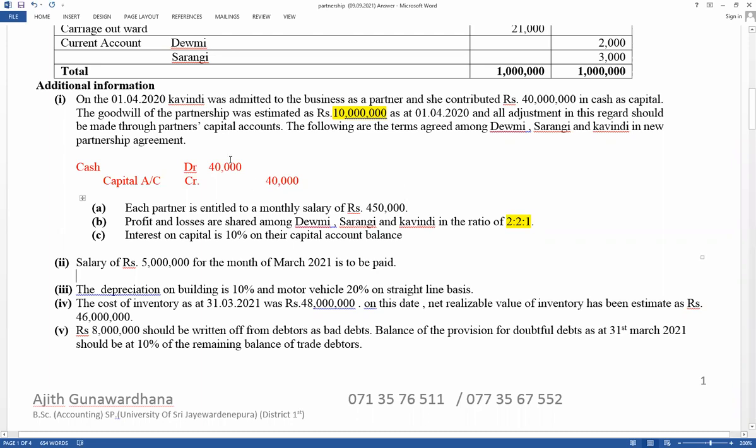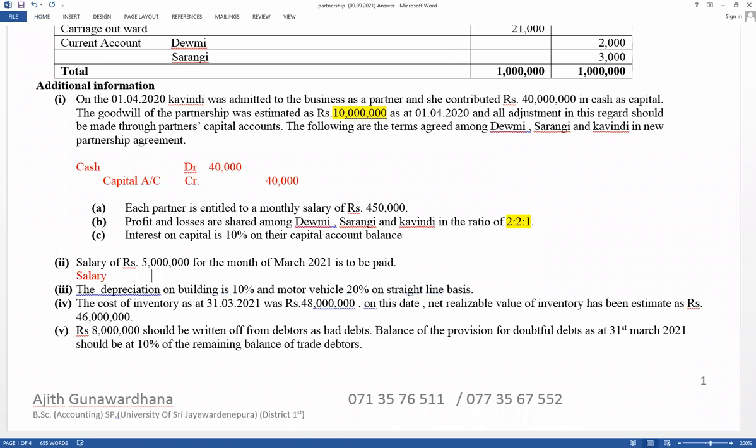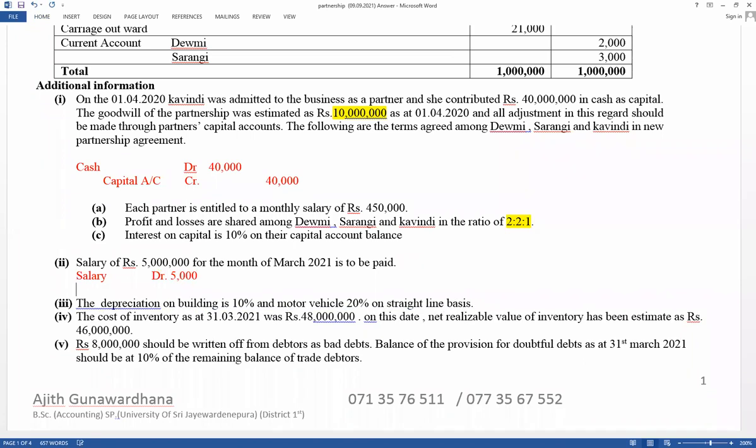And the trial balance also has given salary. That is a value paid in cash. But this value is not paid. Therefore, what is the double entry? Salary account debit, accrual salary account credit. Therefore, double entry, think about salary account debit. Salary account debit 5,000 and accrual salary account credit, 2 marks.